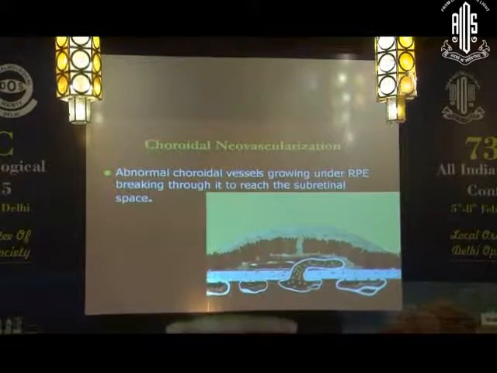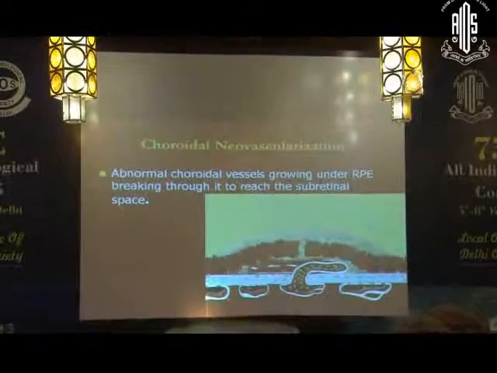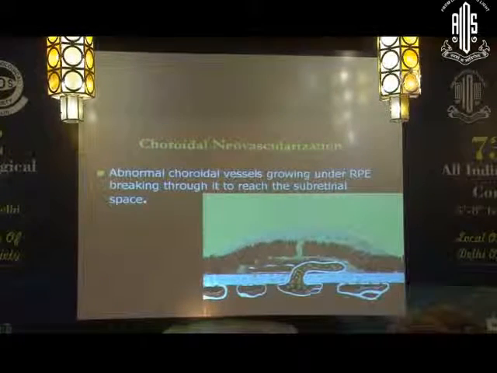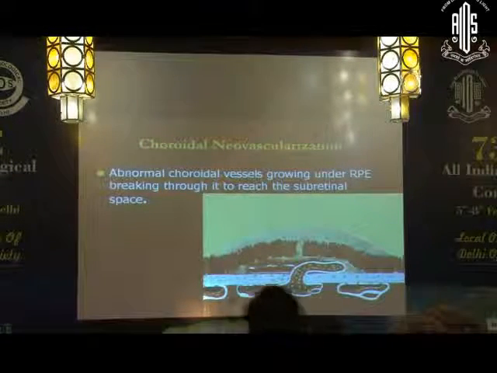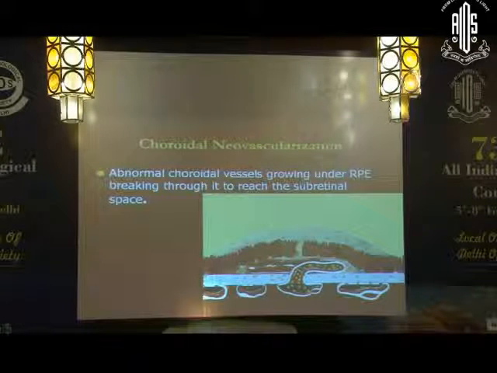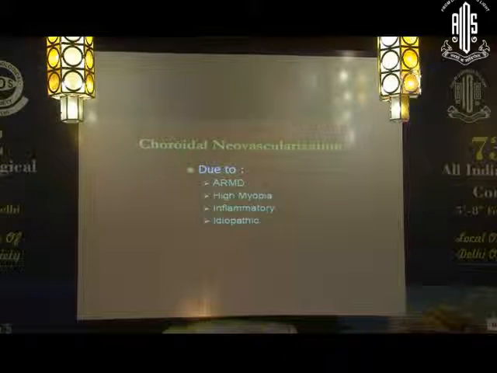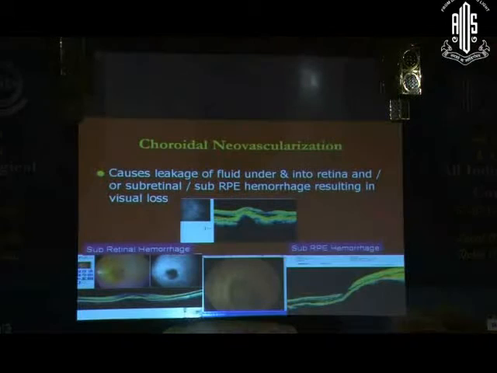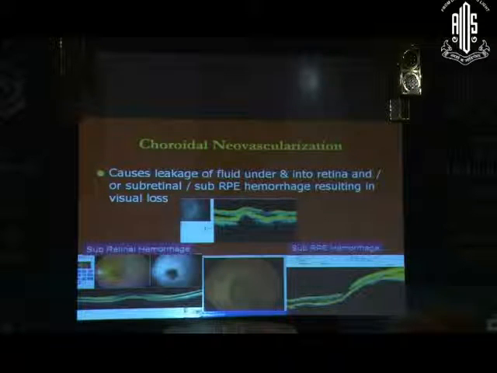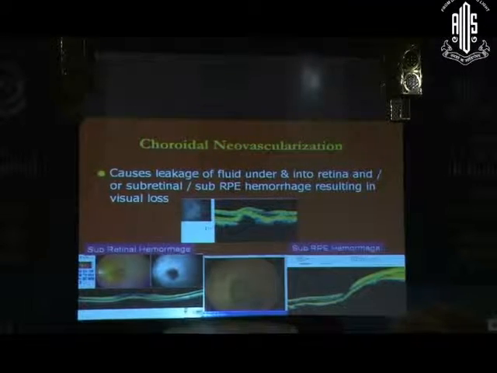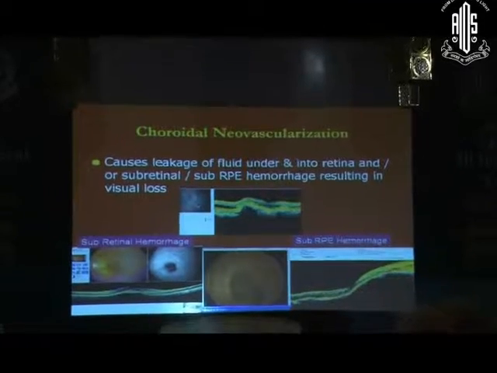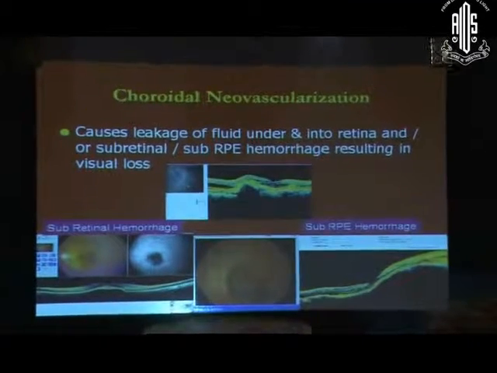Ladies and gentlemen, you're all aware that choroidal neovascularization is a situation where there are abnormal choroidal vessels, new vessels growing under the RPE, breaking through, reaching the subretinal space, and then causing problems for us. When do they occur? They can occur because of age-related macular degeneration, high myopia, they could be inflammatory, or they could be idiopathic. However, since the majority of these cases is because of ARMD, the stress would be there, and the basic principles of management can then be transposed to the other conditions also.